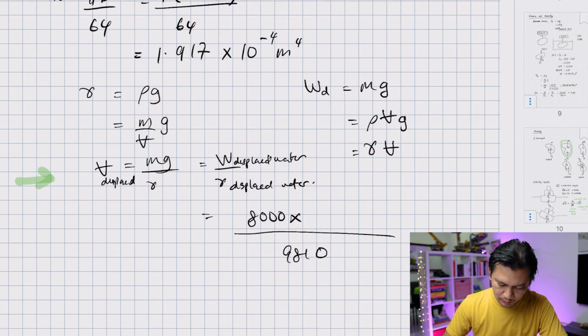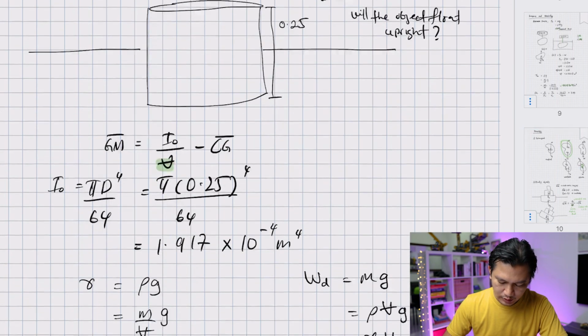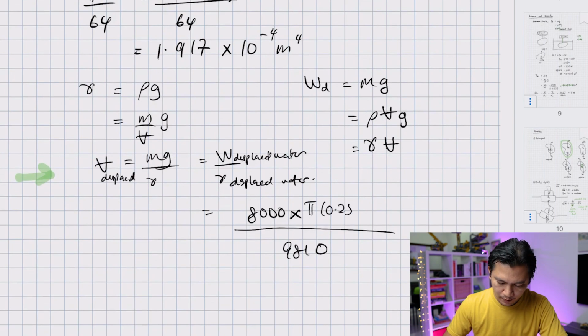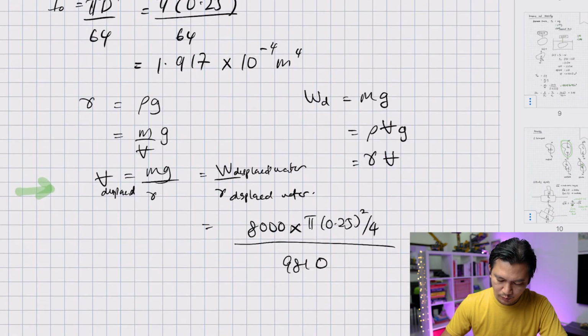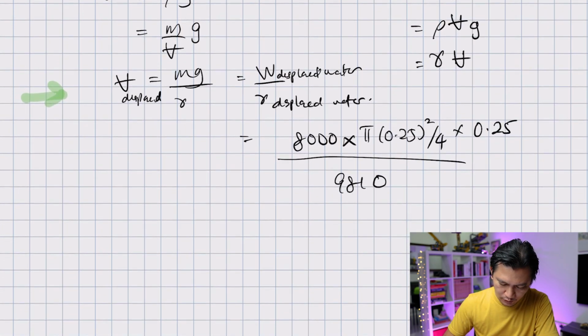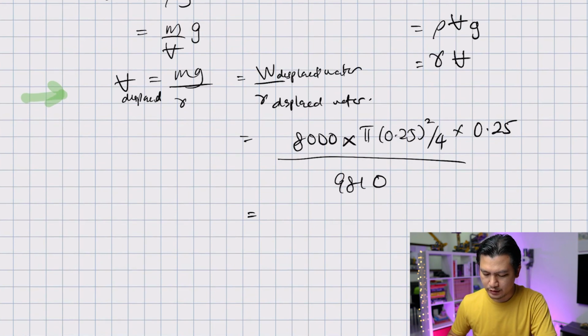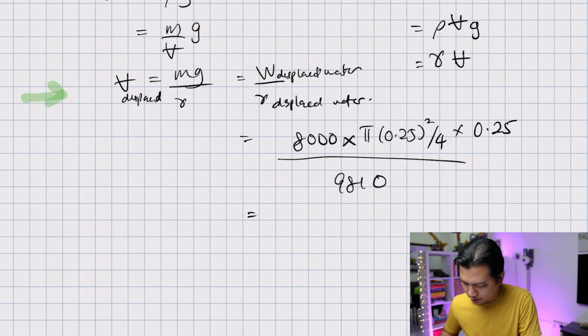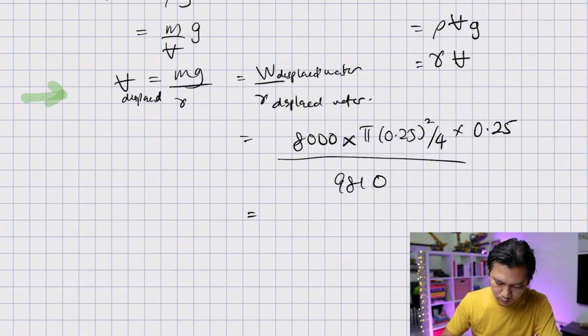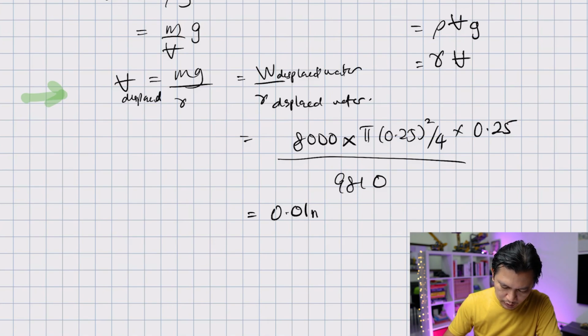So this is pi times the diameter square over 4. Diameter is 0.25 square over 4 times the length, which is 0.25. So now we will have our volume of displaced water. Now let's try to get this. So this is pi times 0.25 square divided by 4 times 0.25 times 8,000 divided by 9810. That is 0.01 meter cube.